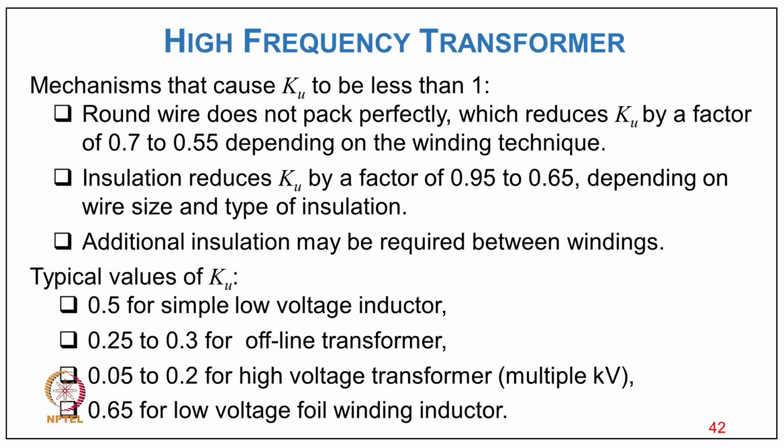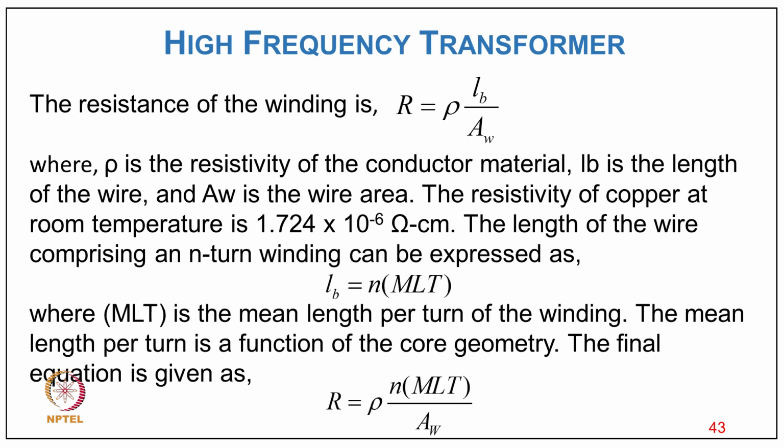Normally we use Litz wire, which has a lot of strands in one turn or one wire, where every strand also takes a separate insulation. That's the reason this factor goes quite low. So the typical value of Ku is 0.5 for a simple low voltage inductor, 0.25 to 0.3 for an offline transformer, and 0.05 to 0.2 for a high voltage transformer, where at multiple kV you need additional insulation, and 0.6 for a low voltage foil winding inductor or transformer winding.